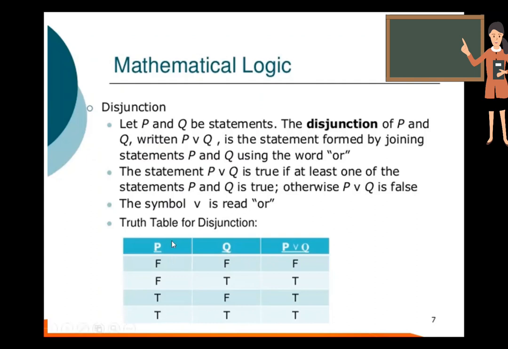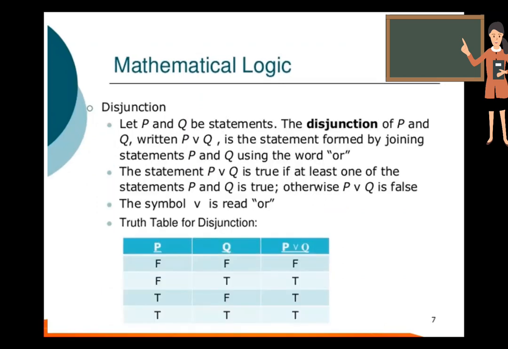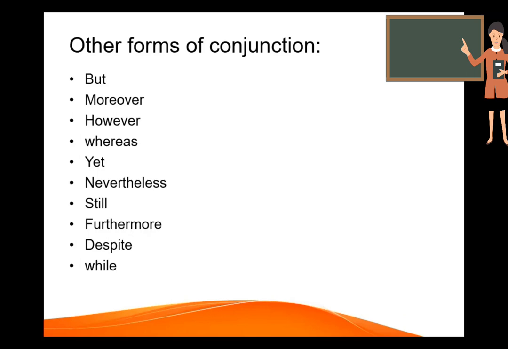So we have here the truth table. False, P is false, therefore false. False, then we have one true, therefore true. True, false, true. True. So it is false only if the two sentences connected by or are false. So all the rest is true. If at least one is true, therefore true. That is for disjunction.